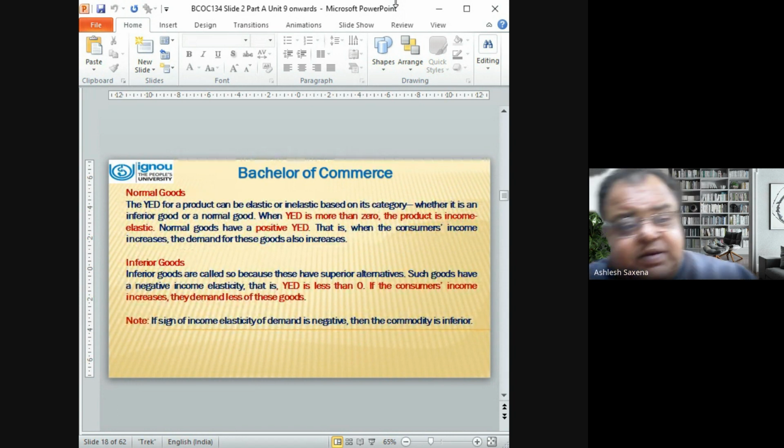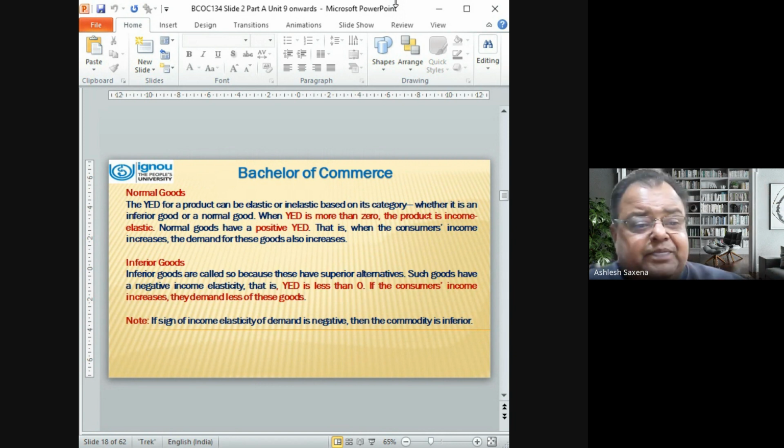Normal goods. The YED for a product can be elastic or inelastic based on its category, whether it is an inferior good or a normal good. When YED is more than 0, the product is income elastic. Normal goods have a positive YED. That is, when the consumer's income increases, the demand for these goods also increases.